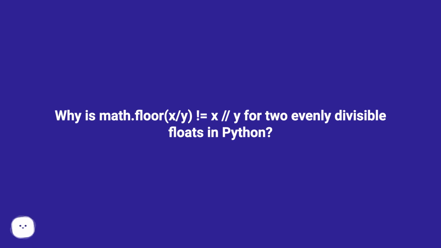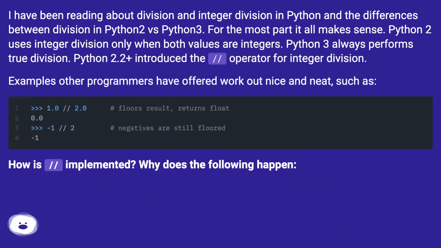Why is math.floor(x / y) not equal to x // y for two evenly divisible floats in Python? I have been reading about division and integer division in Python and the differences between division in Python 2 vs Python 3. For the most part it all makes sense.